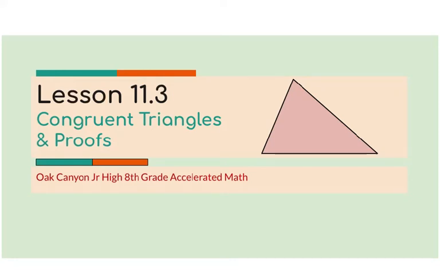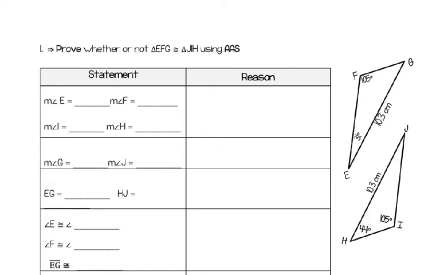This is the second part of lesson 11.3, congruent triangles and their proofs. Using the things in the previous video, we've now got two new ways to prove triangles. Number one says: prove whether or not the two triangles EFG and JIH are congruent using angle-side. Again, I'm telling you to use this, so that's a hint that you're going to use it.